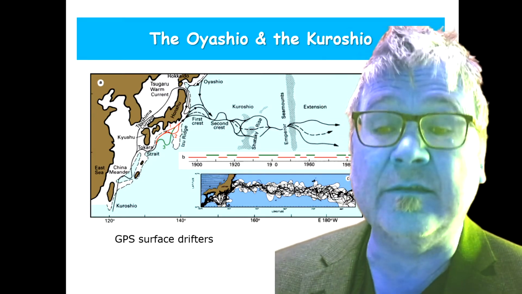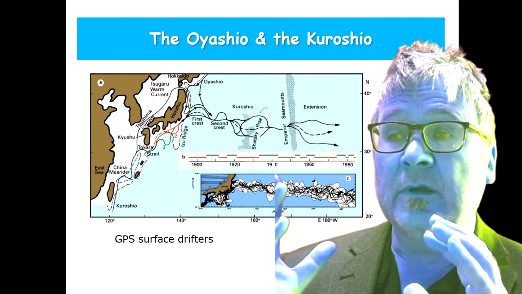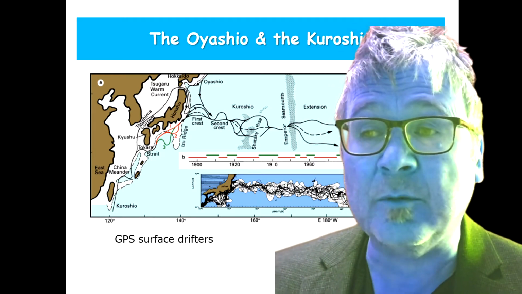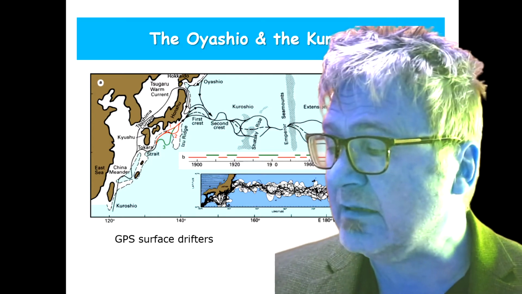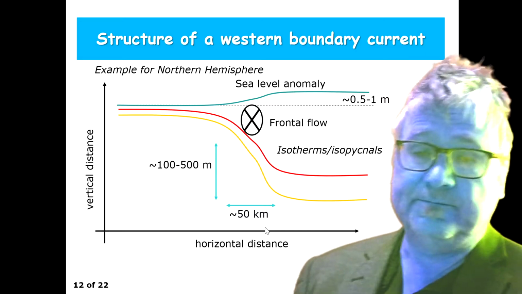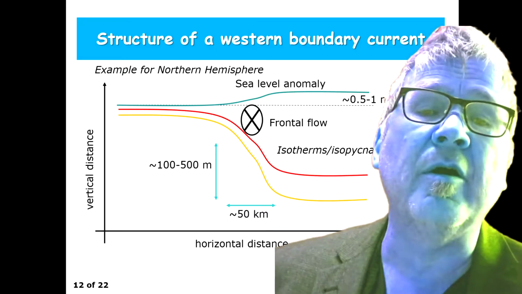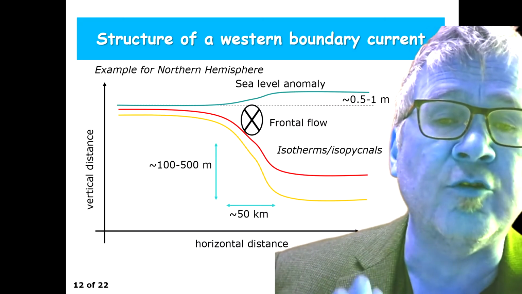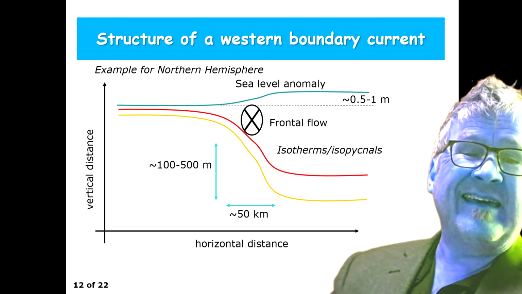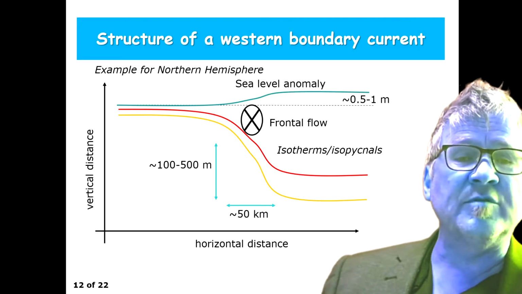But you can see these currents also if you look at temperature and salinity distribution, and vertical transects. Let's have a look at that. First of all, let's have a look at the structure, how it looks. This is the structure of a western boundary current if you cut across it. Think of a big cake of the ocean, and you cut through the cake in terms of the density.